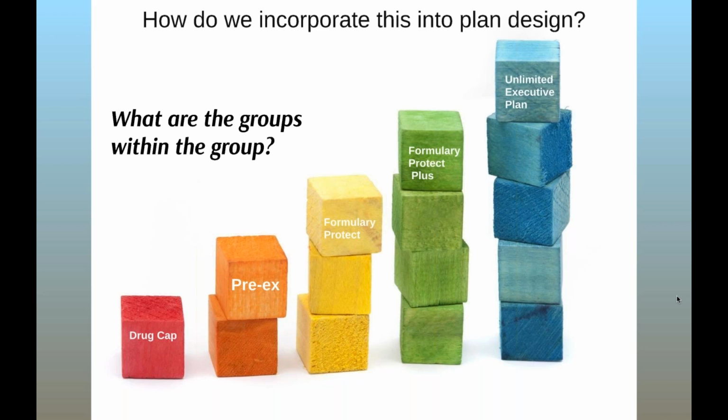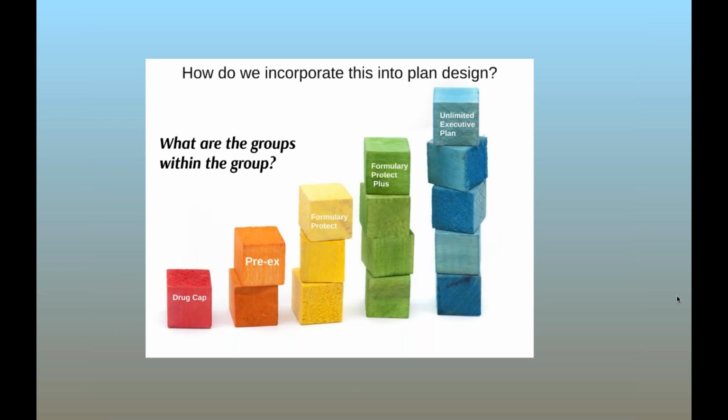We're gonna have a pre-existing condition clause and utilize that. We're going to have this particular group over here, the yellow group, that has Formulary Protect, the green group that has Formulary Protect Plus, and the blue group, the executive group, where they're just going to have an unlimited executive plan with the appropriate insurance policies in place. So you can have a 10-person group or a 15-person group and have different benefit plan designs for each of those groups within the group. It's as simple as that.